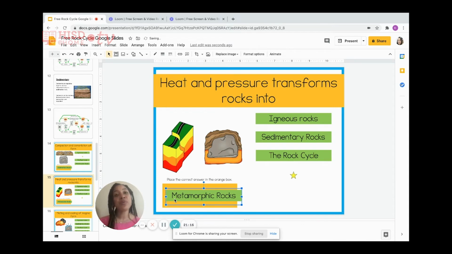Think about a superhero morphing, or a regular person morphing into their superhero. Like Superman, him morphing into becoming actual Superman. So, anytime you see the word morph, it means to change. And so, you know that when we are trying to transform or change rock, it's going to be called metamorphic.